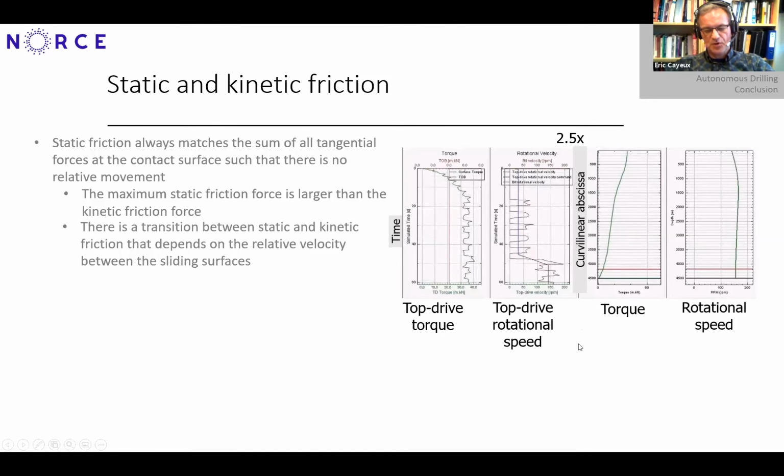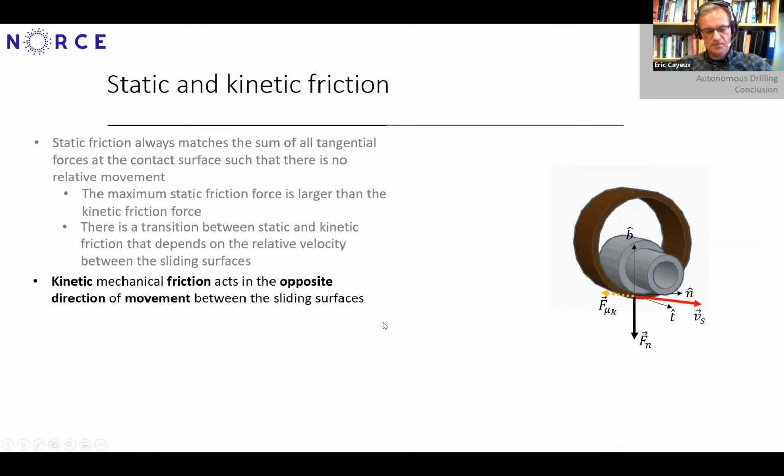So this is very well reproduced by this type of model, which is using this Stribeck and exact static friction calculations. Now, friction is also dependent on the direction of the sliding between the two surfaces. So if you have a velocity vector describing the direction of those sliding surfaces, the kinetic friction force is always in the opposite direction of that one. And that is a source of both the torque and the drag force. So that needs to be accounted for.